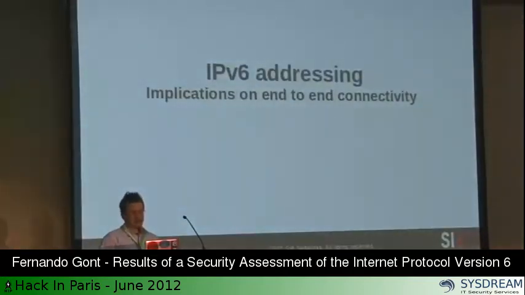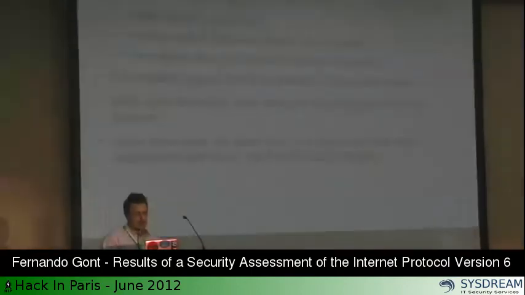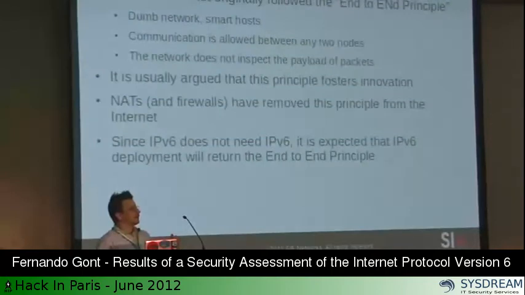A few comments about the implications of IPv6 on end-to-end connectivity. As an overview, if you look at the original design of the IPv4 Internet, it used to follow what's called the end-to-end principle. The end-to-end principle usually implies a number of things. For example, that you have a dumb network and smart hosts. So the network essentially just forwards packets and does nothing else other than that.